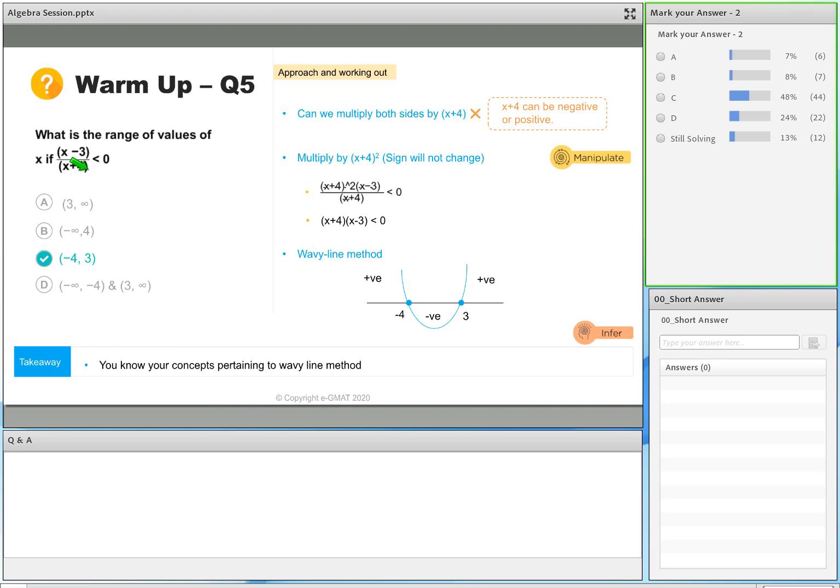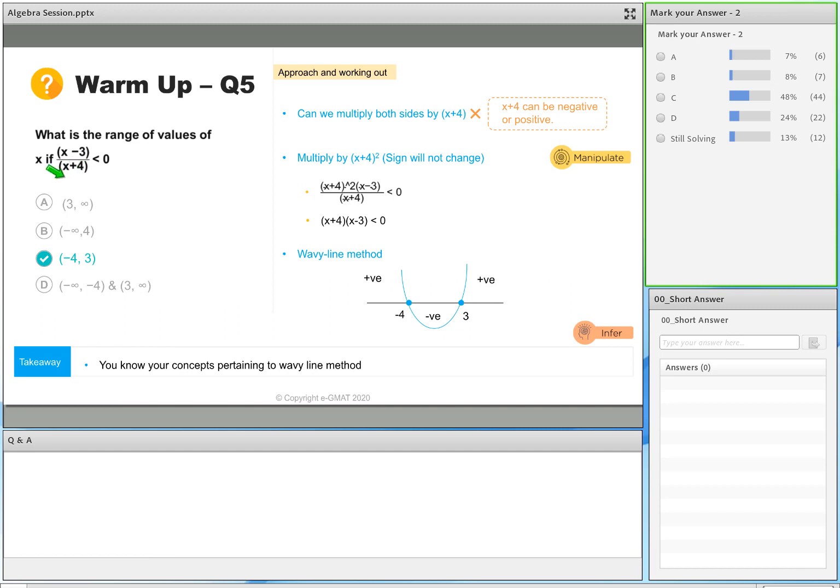So there is that confusion. You can't be sure what the inequality will become. So if you do that, you'll have to solve two different cases. One where it's positive, one where it's negative. On the other hand, there's a simpler method. Just multiply with the square of the denominator.